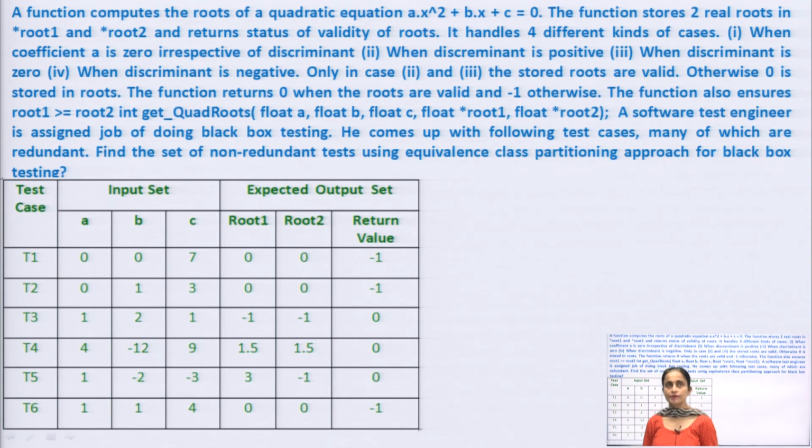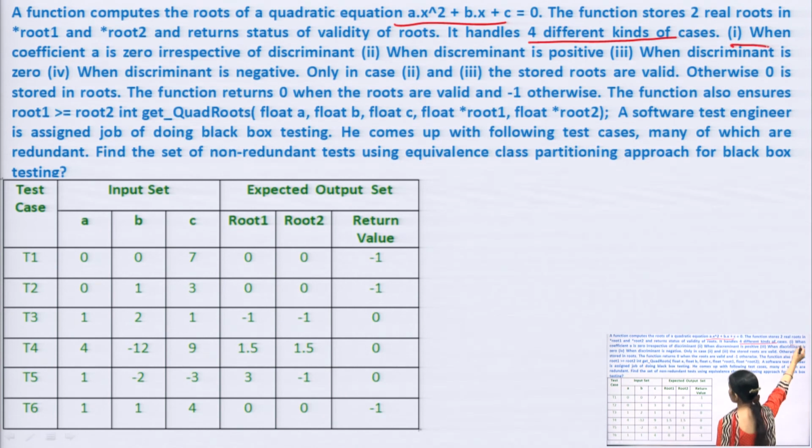So, let us discuss one question. Suppose we are given a function that calculates the roots of the quadratic equation ax square plus bx plus c equal to 0. The function stores two real roots, root 1 and root 2, and it returns the status of the validity of the roots. It handles four kinds of cases.